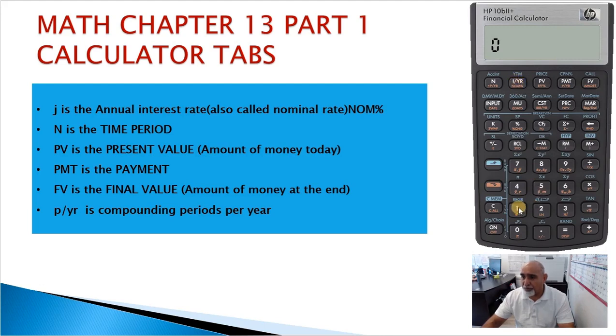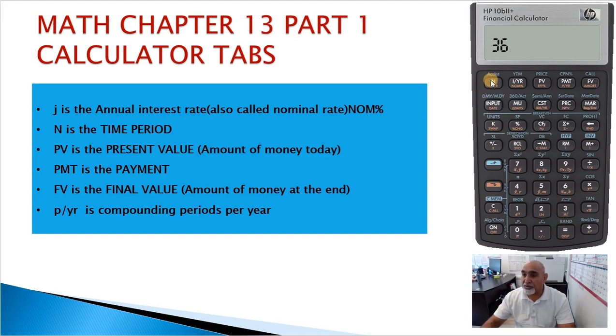If we want to put in 13%, you say 13, you don't need to use 0.13, just 13, and you use second function and nom. If you want 5%, you go 5, second function, nom. If you want 2.5%, you go 2.5, and second function, nom. That's how you put in interest rate. Now n is a time period. Let's say we're talking about 5 years, you go 5 and then you put in n. Let's say you're talking about 3 years, but you want months, so that would be 36.